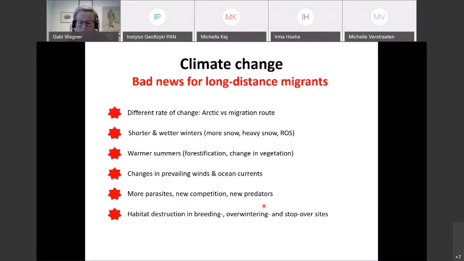So overall, the genetic makeup and the static signal of the photoperiod lead to timing mismatches for the breeding, for the feeding, and for the migration. So overall, we expect that long-distance migrants will be the first species that suffer most from climate change.